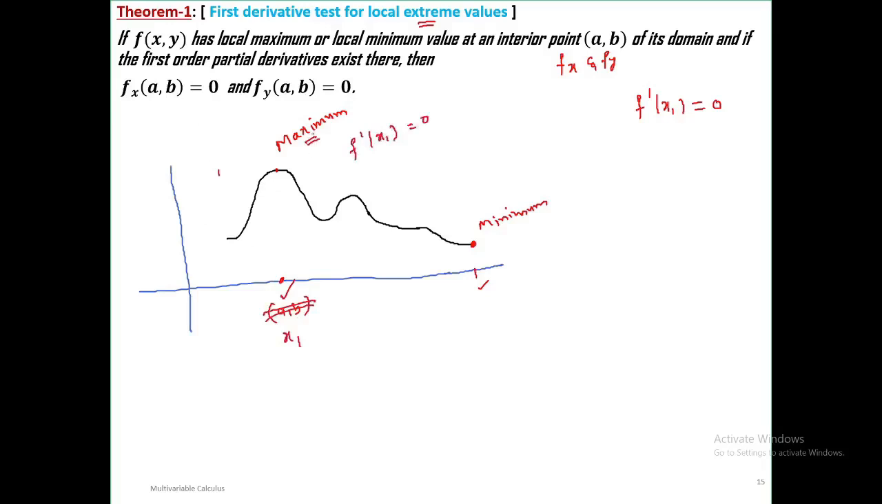So clearly, to attain a maximum or minimum, for example, f dash of x1 equal to 0 means what? It is a sign that there is a maximum or minimum. That's it. For example, look at this point also, if you draw the tangent, it is 0. But at this it is maximum, at this it is minimum. Overall minimum is this. This is the global minimum.